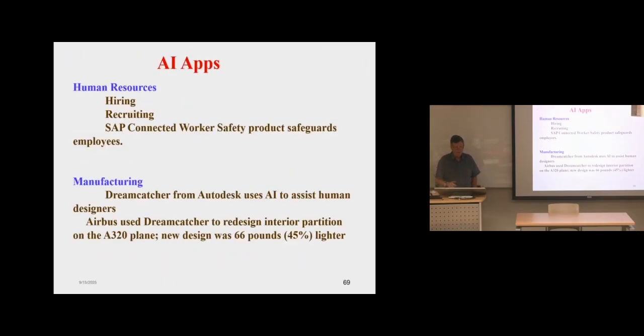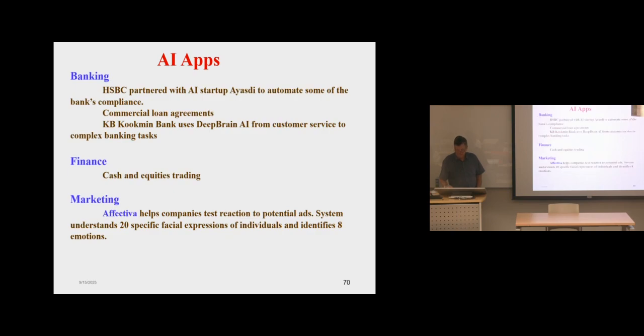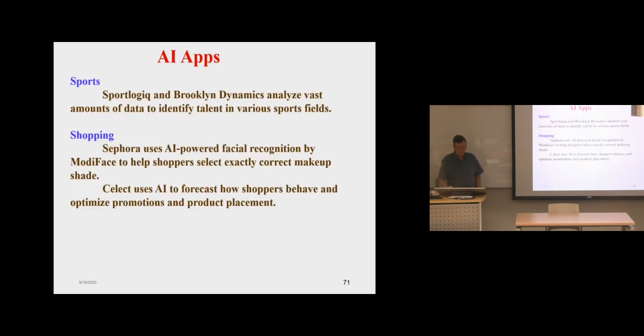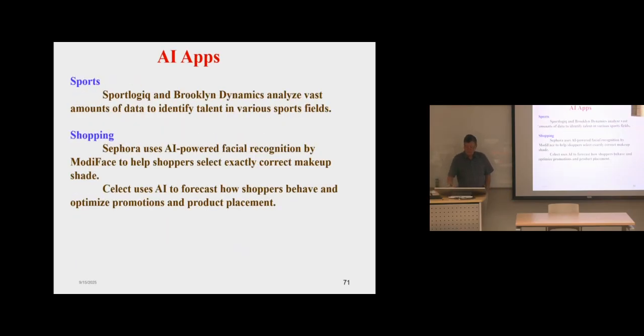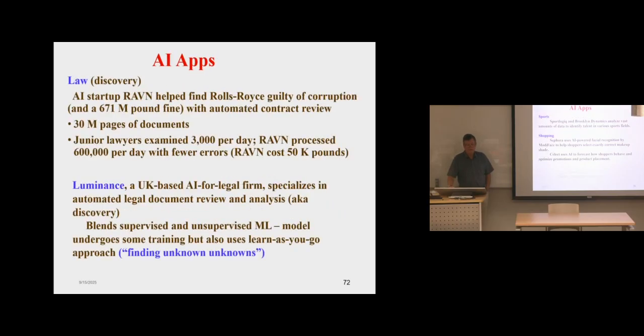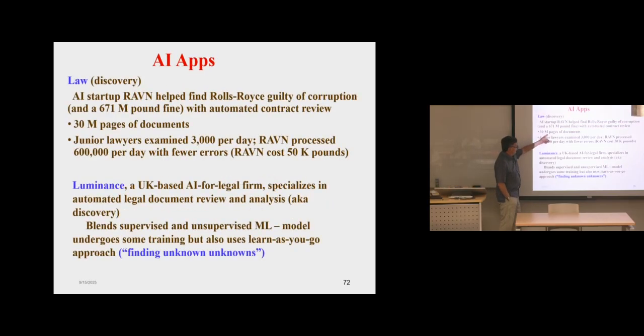There are all kinds of apps: human resources, manufacturing, banking, finance, marketing, they're all over the place. Sports, shopping, but then you get to law. Any lawyer would look at what I just went through here and say, of course. Then I say, what about this? Well, Rolls-Royce got indicted for corruption a few years ago, and they had an AI startup called Raven, and it analyzed 600,000 of these documents per day.